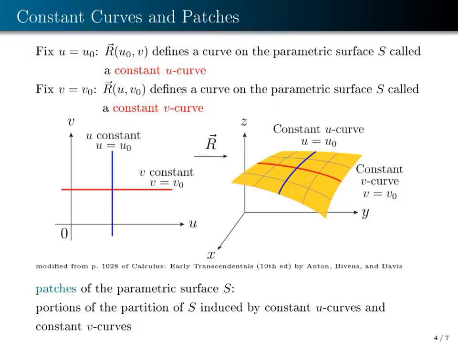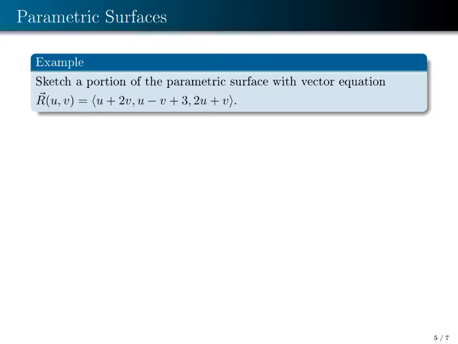Finally, drawing different constant u curves and constant v curves on the parametric surface S, such as shown here, induces a partition of S into so-called patches of the parametric surface S. We now illustrate these concepts with the following examples.